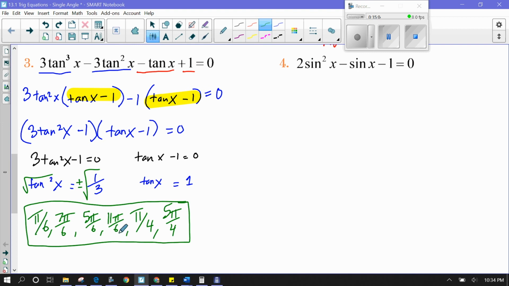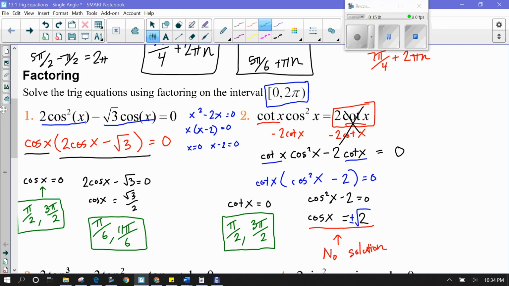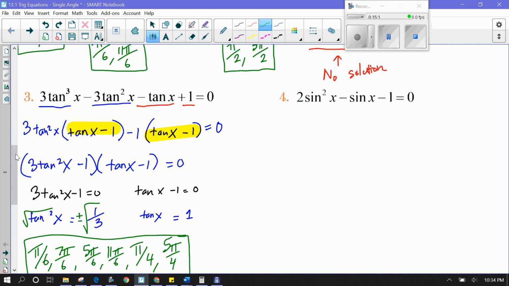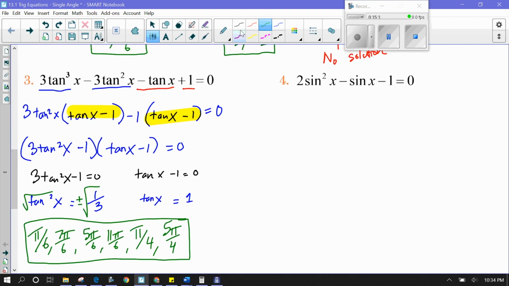So all of these values will end up being the solutions that we see in this interval for this trig equation. And then finally, the last one.